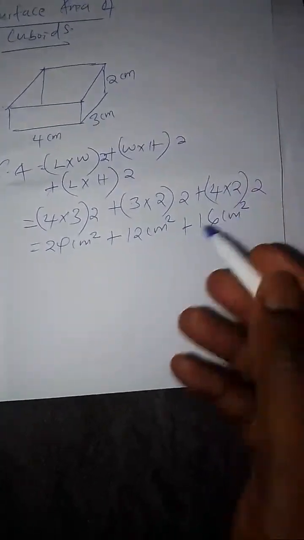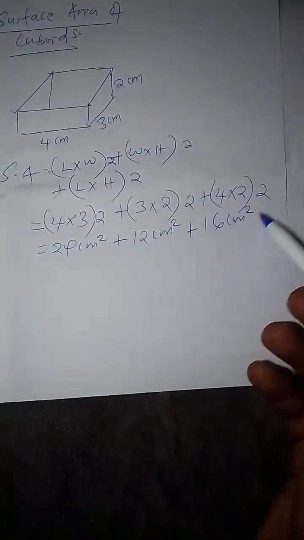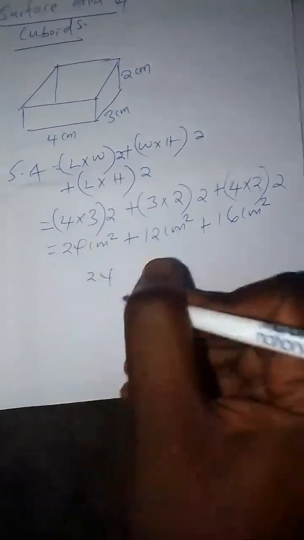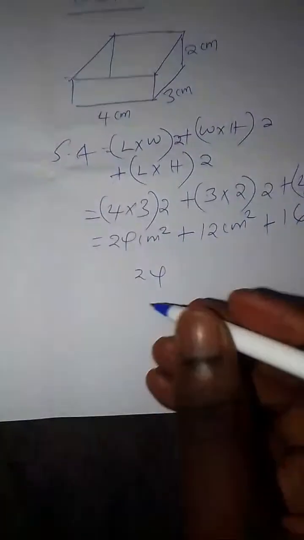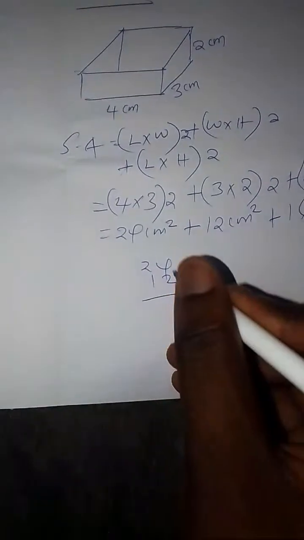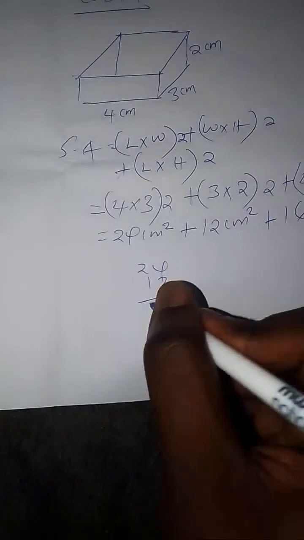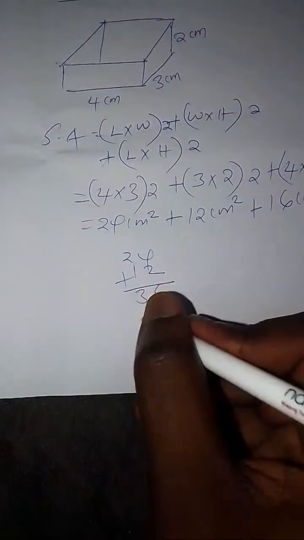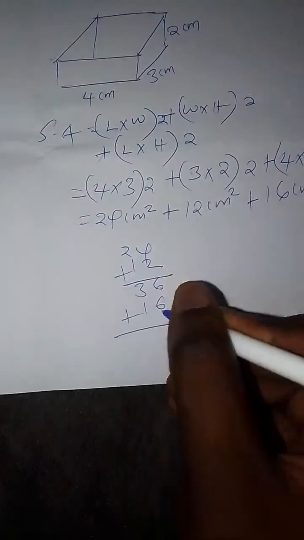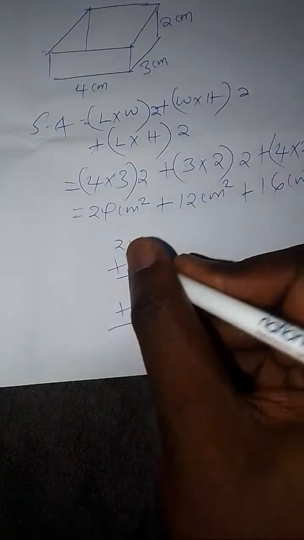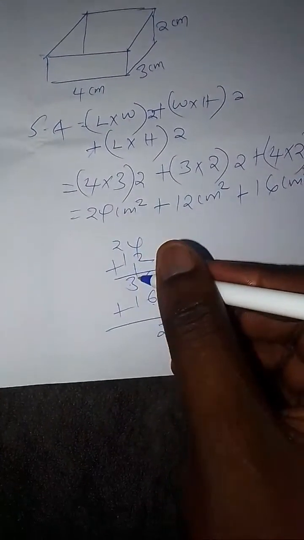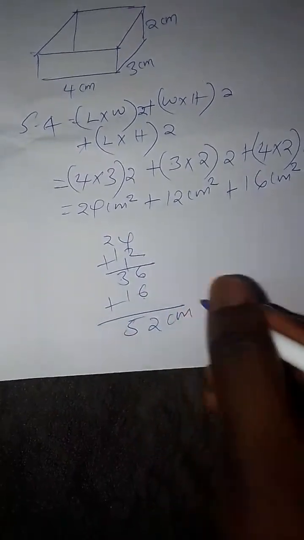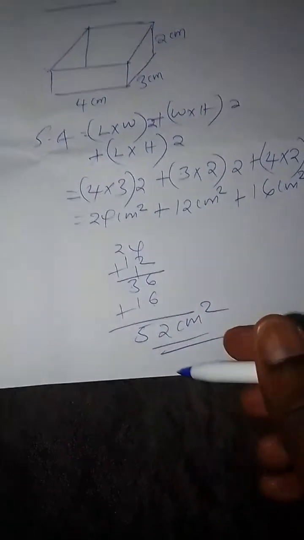So we shall add all these together to give us the surface area. Let's add them together. 24 add to 12 is 36. Then you add 16. 6 plus 6 is 12, 2 carry 1, 3 plus 1 is 4, plus 1 is 5. So the surface area comes to 52 square centimeters.